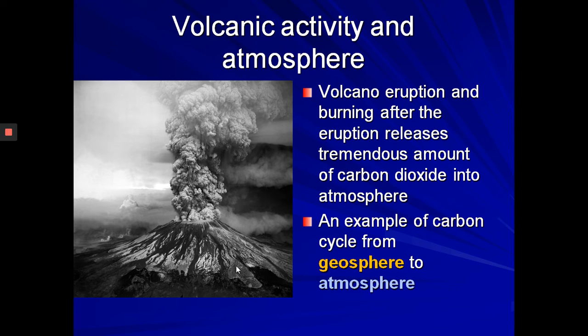Geosphere is basically like the land or soil, right? And then atmosphere is the air above the earth. So when carbon transfers from the volcano into the sky, that is called a carbon cycle. That's how carbon transfers from one place to another in the Earth system, and specifically from geosphere to atmosphere.